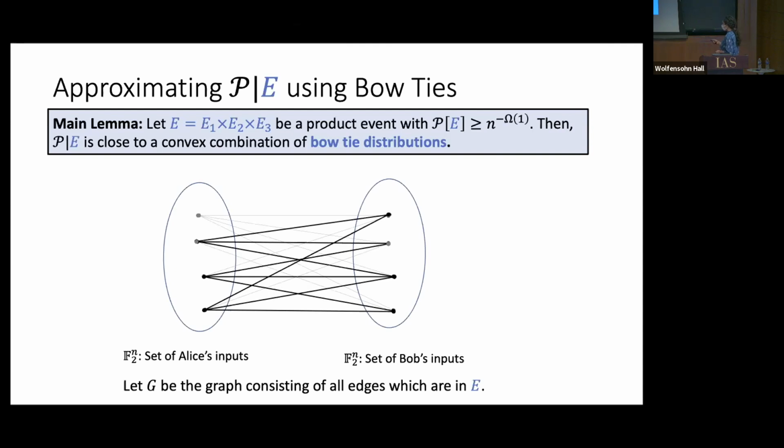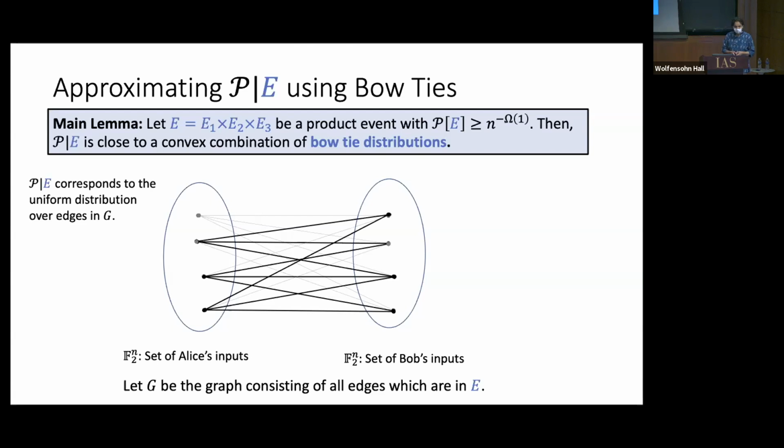So this event E defines a subset of inputs, and let's look at all the edges that correspond to those inputs. E defines a subset of inputs to the n-fold GHZ game, and each such input defines an edge in this graph. So let G be the graph that consists of all edges whose corresponding inputs are in E. So event E describes a subset of edges, and the distribution P conditioned on E under this.